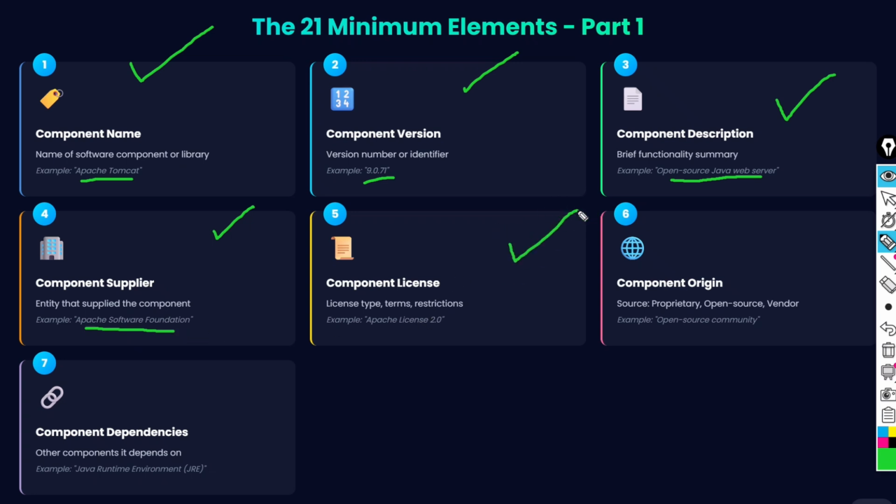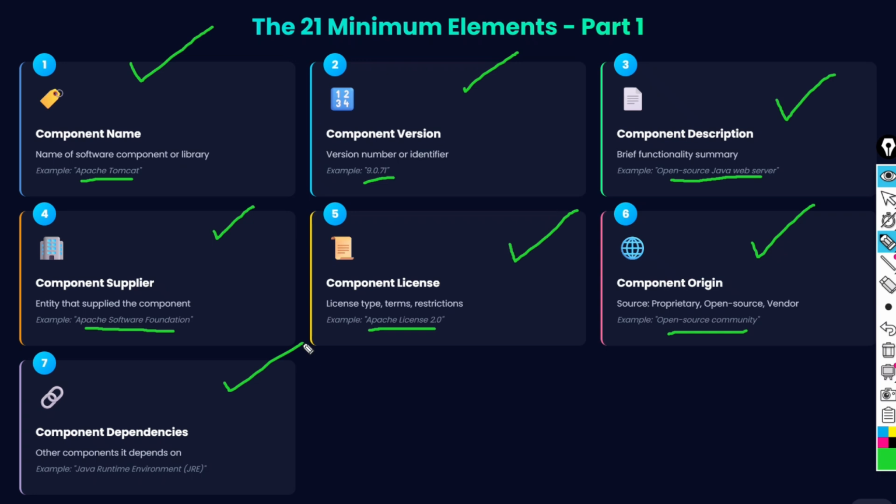And the fifth data field is component license. It is the license under which the software component is distributed, including details such as the license type, the terms of the license, and the restrictions. You can see here, this is the license. And the sixth data field is component origin. This is the source or origin of the software component, such as whether it is internal or proprietary, open source, or obtained from any other third party vendors. For example here, it is the open source community Apache.